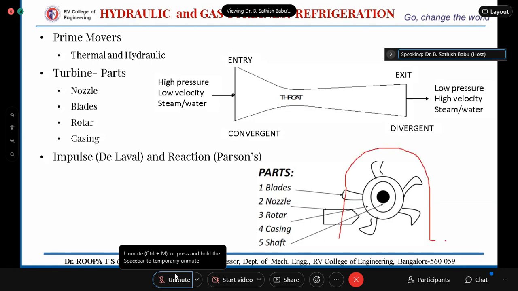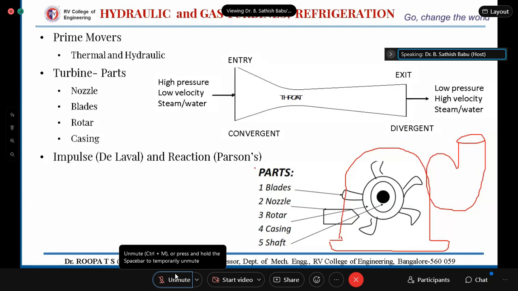So this you have seen in the Pelton, right? It can be in this fashion if it is a Pelton turbine. It can be the spiral shape if it is a Francis or Kaplan turbine. Okay, the casing is nothing but the outer cover.